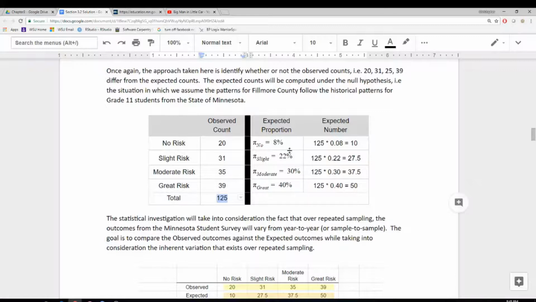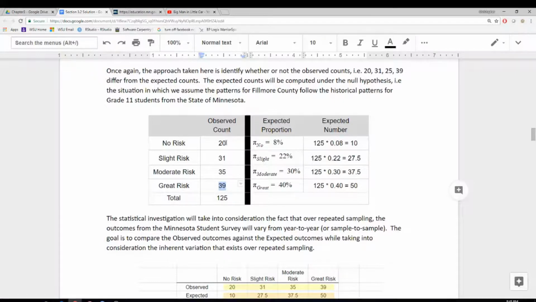I'm going to take that 125 and multiply that by the 8% in order to determine the expected number for the no-risk group. The expected number for the no-risk group is 10. I'm going to do that for each of the other categories. So for example, in the great risk category, 125 students, about 40% of them should be saying that drinking more than 5 drinks once or twice per week is of great risk. So I should have about 50 students from Fillmore County saying that. I only had 39, so I'm a little bit under the expected number there.